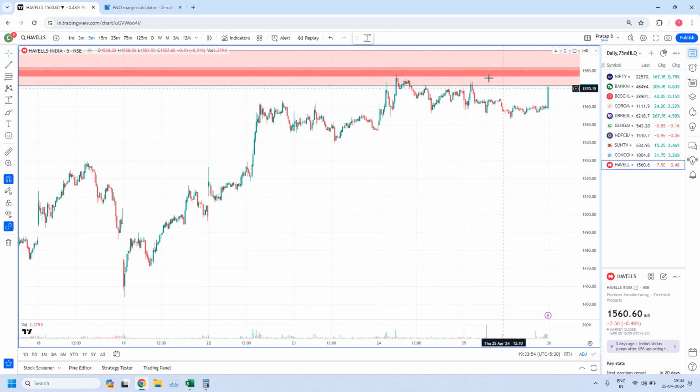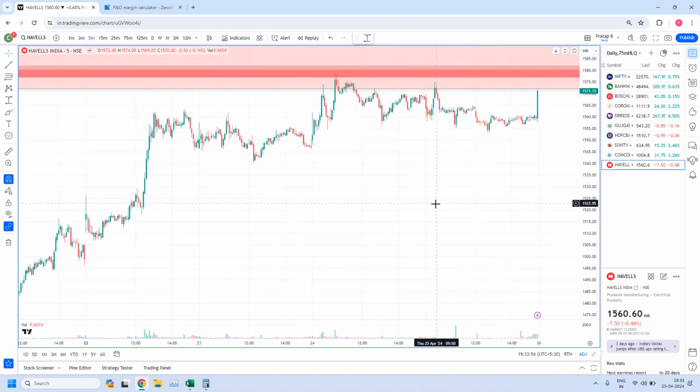Actually, this has to be violated, but it didn't happen today. Okay, anyway, this is the analysis of our high liquidity zones. Hope this information will be useful to you. Let us all meet again in our next video.